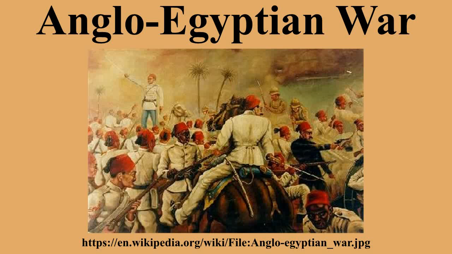The Anglo-Egyptian War occurred in 1882 between Egyptian and Sudanese forces under Ahmed Urabi and the United Kingdom. It ended a nationalist uprising against the Khedive Tewfik Pasha and vastly expanded British influence over the country, at the expense of the French.